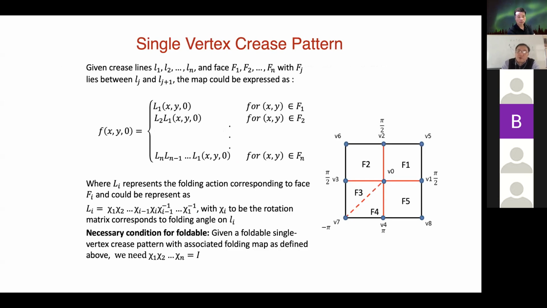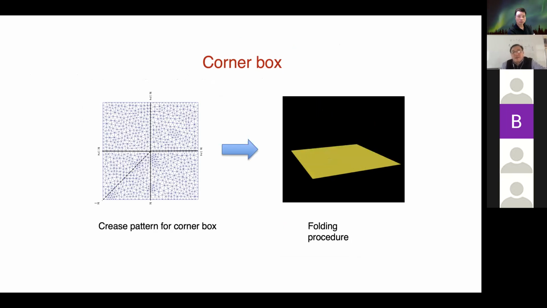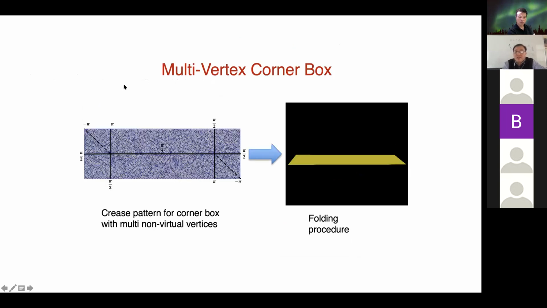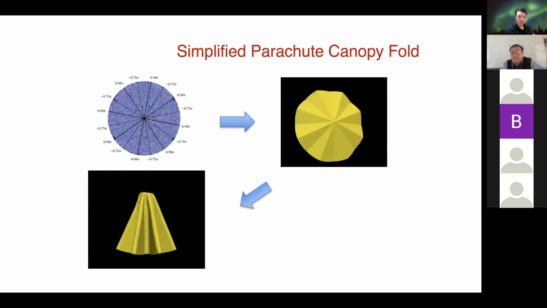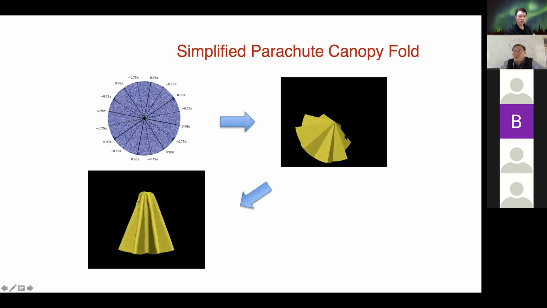Most of this work is based on several other people's work, and I will just give you some benchmark demonstrations. This is a folding of the corner box, and this is folding a corner, and this is a parachute folding. Now when you fold it this way, you will not be able to make it open, because the fluid solver cannot penetrate this folded state.